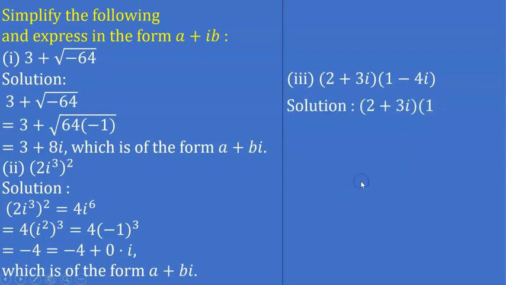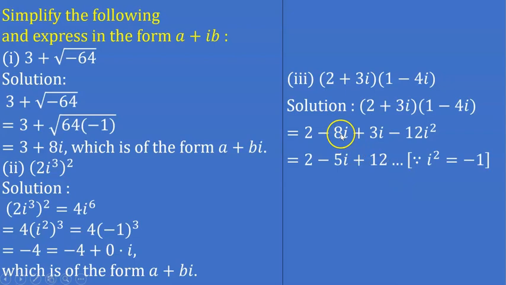I will simplify this. That is 2 into 1, you will get 2, the product of these two brackets. 2 into minus 4i, you will get minus 8i. 3i into 1, you will get 3i. 3i into minus 4i, that is minus 12i square. And here minus 8i plus 3i, you will get minus 5i.